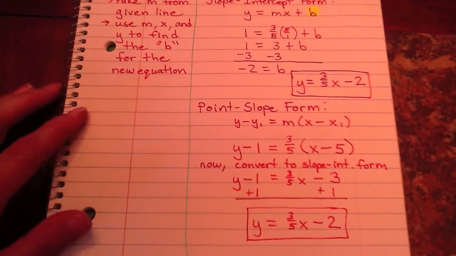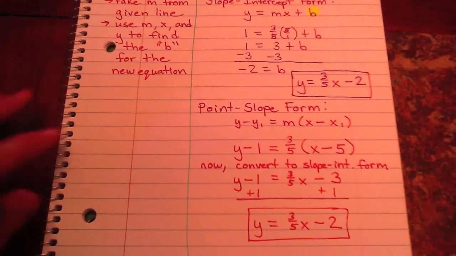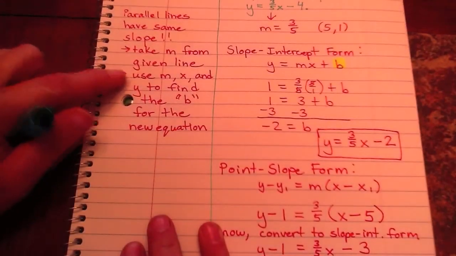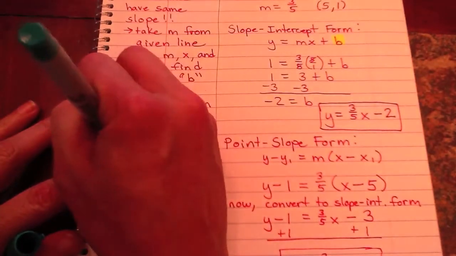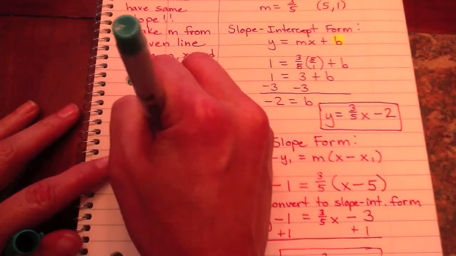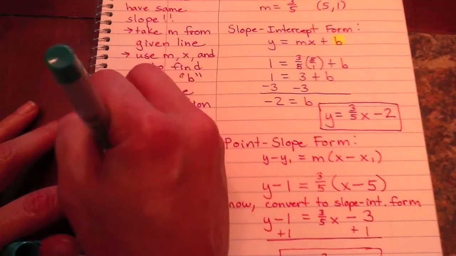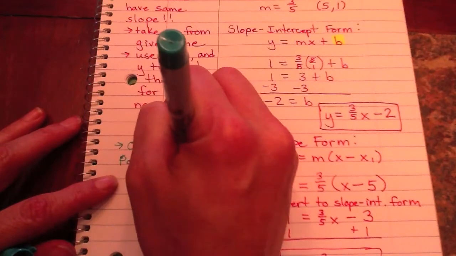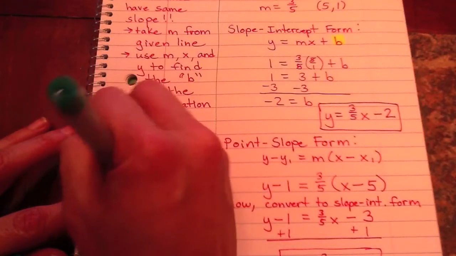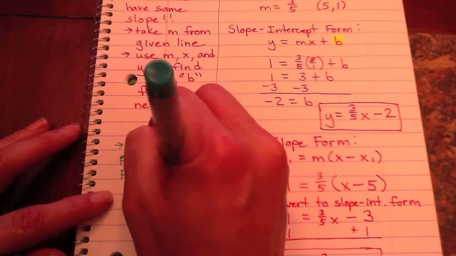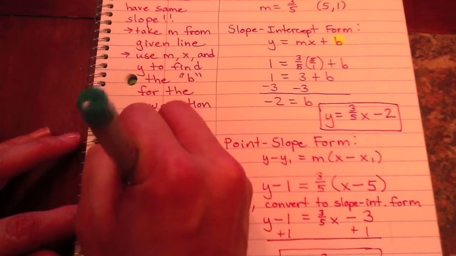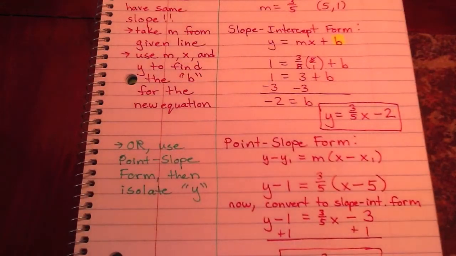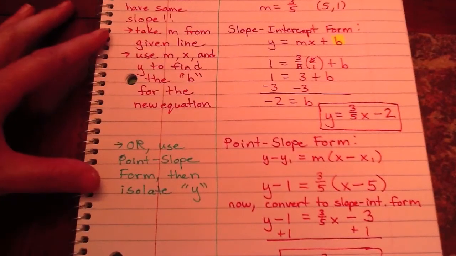Go ahead on the left and just add, because this one we were doing in slope-intercept form. So here you can say, or use the point-slope form, then isolate y, or convert to slope-intercept form. So you're going to do one of those two things.